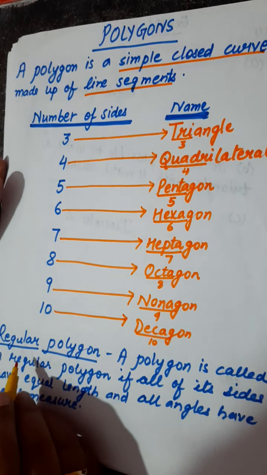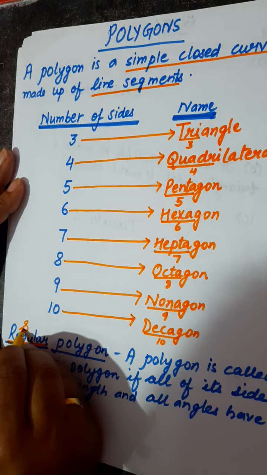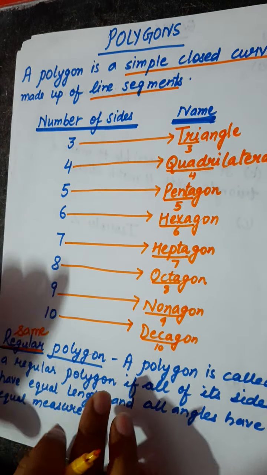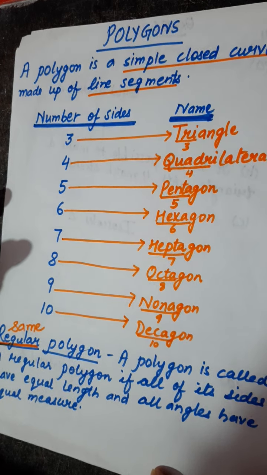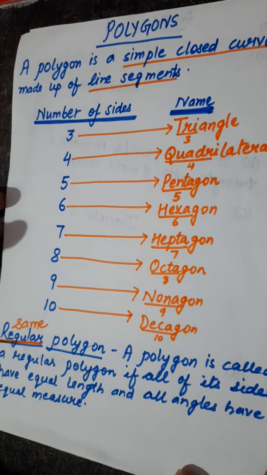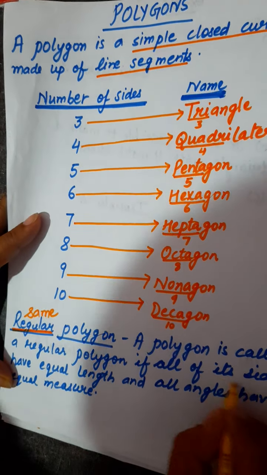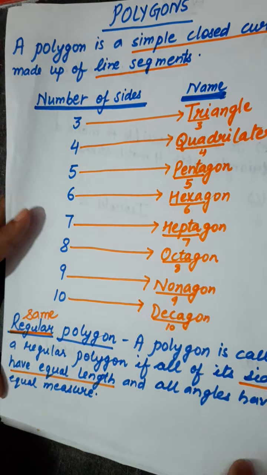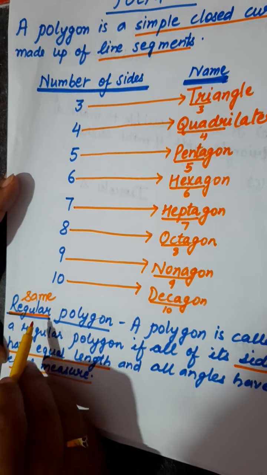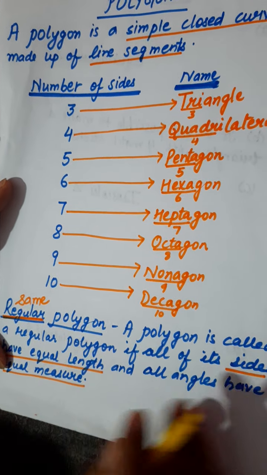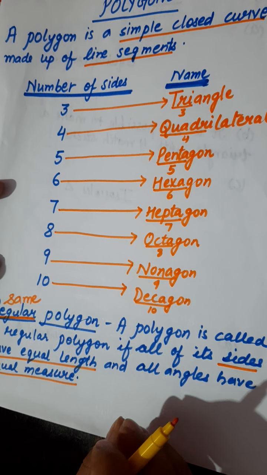Now next we have regular polygon. Here this word regular means same, means a polygon in which all of its sides have equal length and all angles have equal measure. Its sides have equal length and all angles have equal measure. Means a regular polygon is a polygon in which all the sides are equal and all the angles have equal measure.